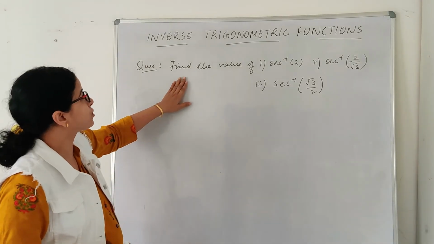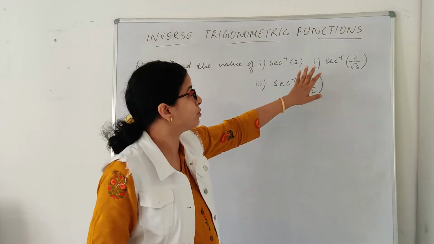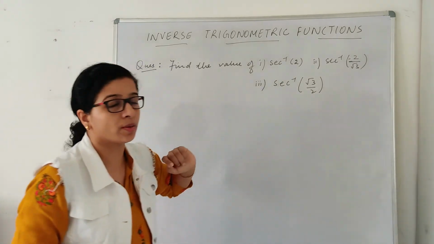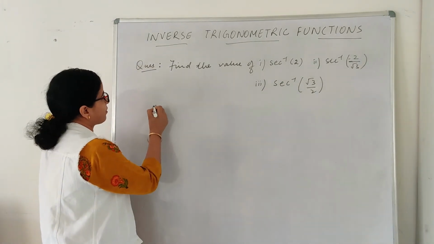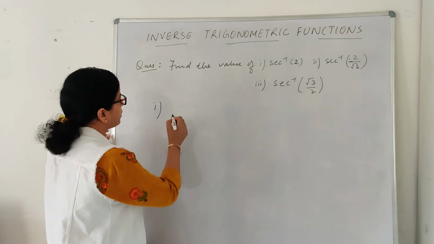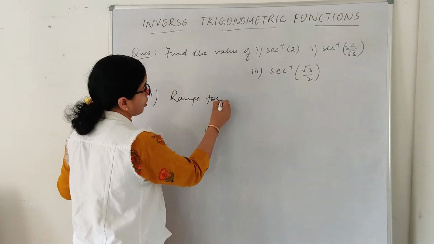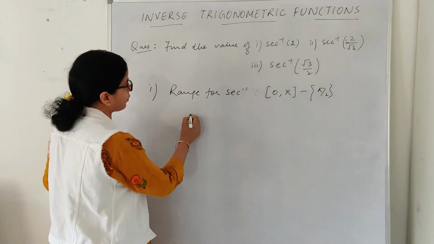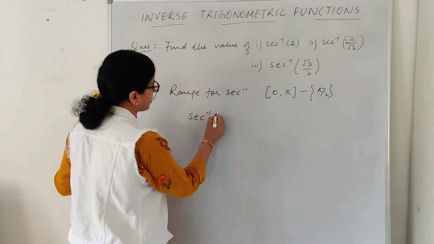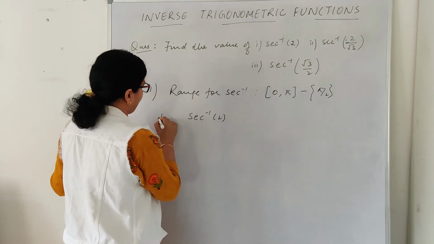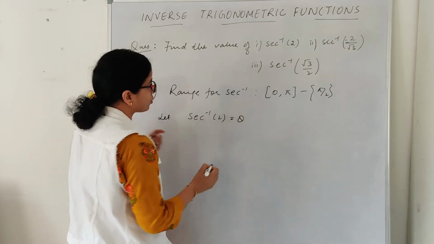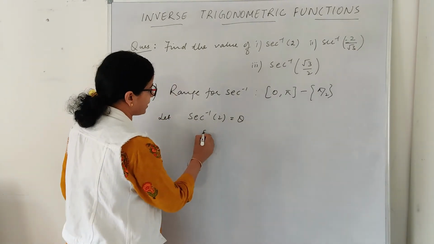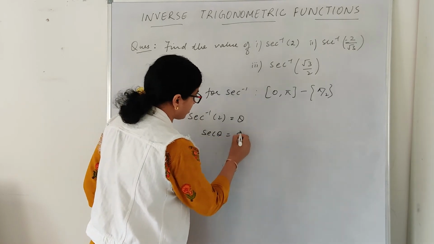So now let us check these questions. Find the value of secant inverse 2, secant inverse minus 2 by root 3 and secant inverse root 3 by 2. Okay, let us check one by one. So what is my range for secant inverse? Now I have to find secant inverse 2, right? So let it be equal to theta. So my theta should belong to this range. Okay, so it means secant theta is equal to 2.